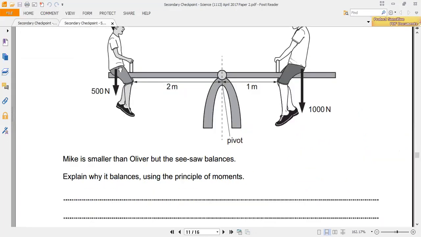Look how it will be. For example, we can say because it's balanced, the moments are the same. So we have 500 times 2 should equal 1 times 1000. 500 times 2 is 1000, and 1 times 1000 is 1000.